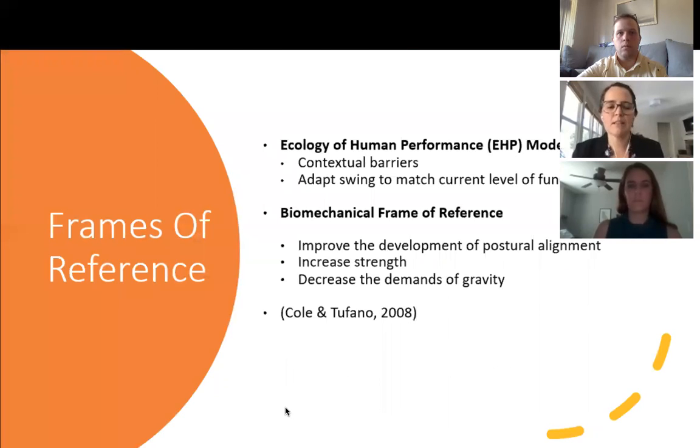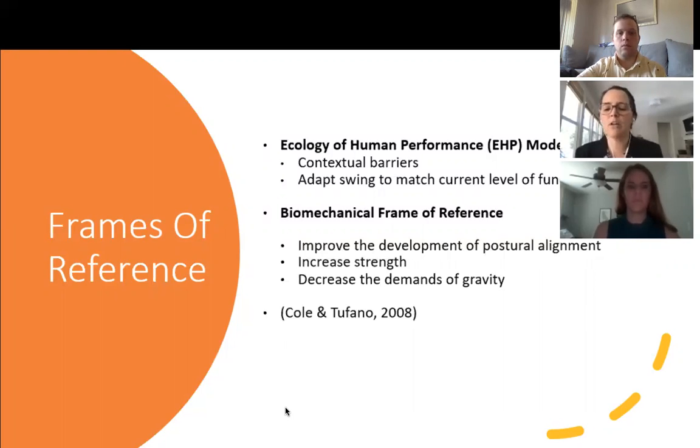Frames of reference that helped us guide our intervention is the Ecology of Human Performance Model, or EHP, and the biomechanical frame of reference. EHP really allowed us to look at in depth her contextual barriers, mainly her accessibility to a swing set or to a playground structure that can meet her where she's at. So we wanted to adapt the swing to match her current level of functioning.